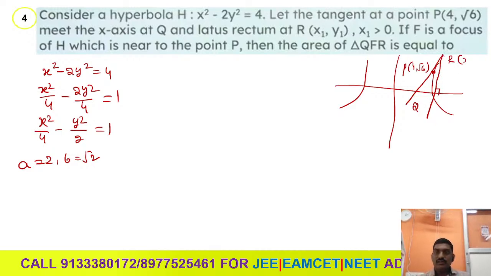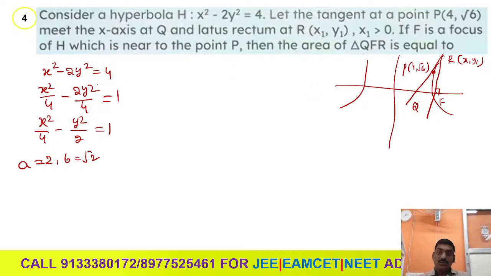R is (x1, y1), x1 greater than 0. F is a focus. If F is a focus of H which is near to the point P, okay, here already it is the latus rectum, so F should be on this point only. So this is the focus. Then we need to calculate the area of triangle QFR.